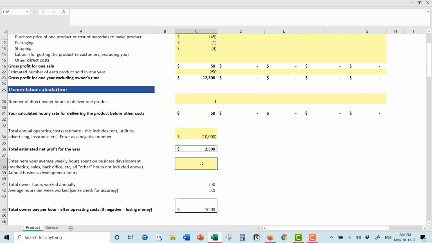Now, in the next box, enter your average weekly hours spent on business development. So marketing, sales, back office. Back office is your accounting and your bookkeeping, maintaining your website if you do that yourself. All of the things that you do in your business that are not directly connected to making a sale. And I've asked you to put those in for just 1 week because it's a little bit easier to estimate. And in my case, I'm saying I spend 10 hours a week on my business. And based on a 50-week year, the spreadsheet estimates 500 annual business development hours for me.